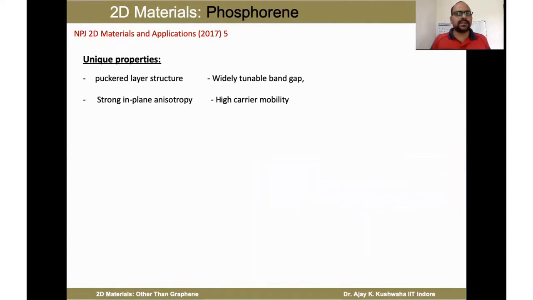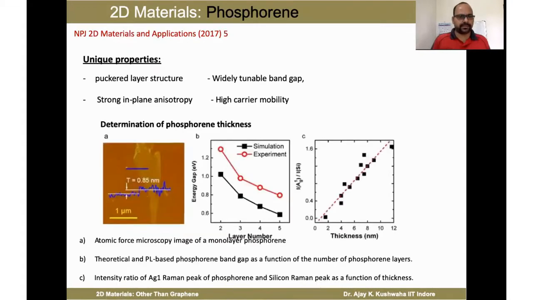So what are the differences here as compared to graphene? If we talk about the properties, one is the structure. The structure is not very flat. Second, the band gap can be easily tuned because this is a kind of up and down structure. The atoms are not in a flat plane, so it has very strong in-plane anisotropy, and the carrier mobility is also very, very high as compared to other 2D materials.